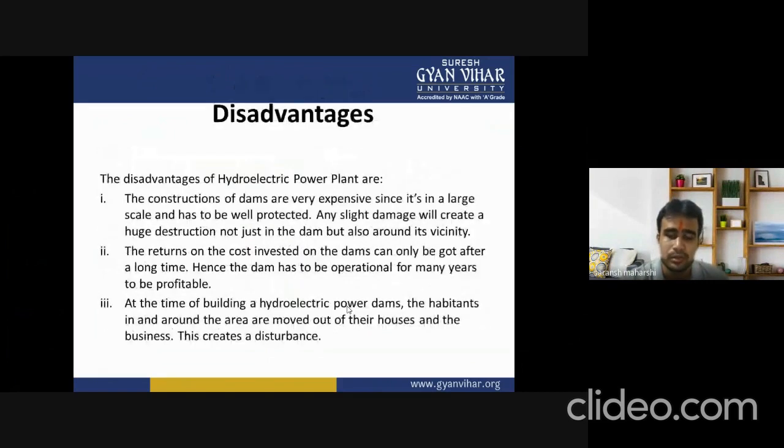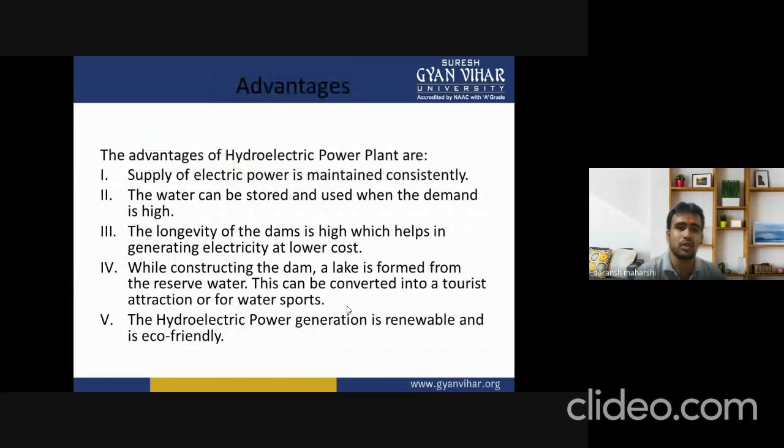Now we will discuss some advantages of the hydroelectric power plant. Here, the supply of electric power is maintained consistently. Second, the water can be stored and used when the demand is high. The longevity of the dams is high, which helps in generating electricity at a lower cost. While constructing the dam, a lake is formed from the reserve water. This can be converted into a tourist attraction or used for water sports.